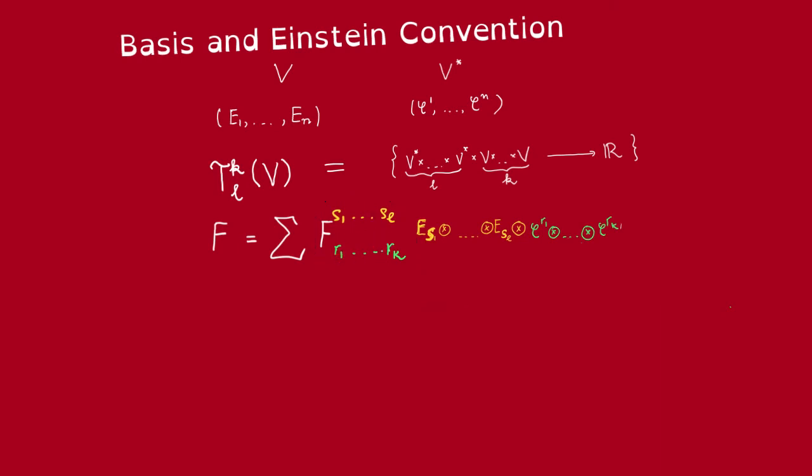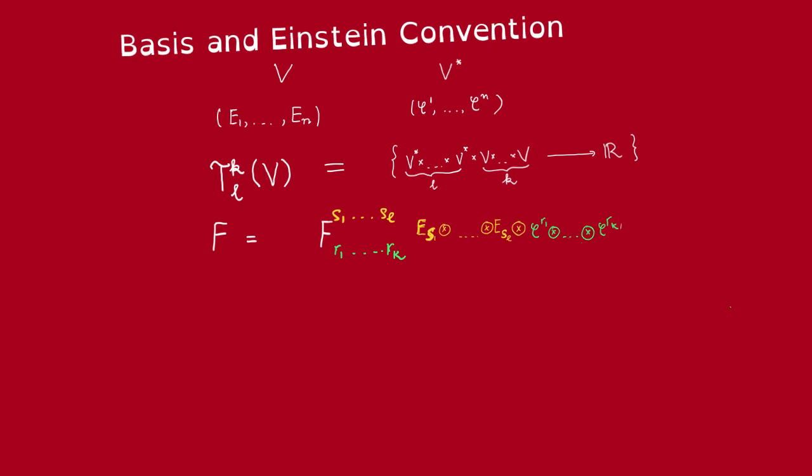Now, writing the sum over r_1, ..., r_k, s_1, ..., s_l is kind of inconvenient and very tedious. So then we have a convention. This is called the Einstein convention. We'll do what physicists do. So we will remove this summation sign, and the agreement is that when we put the indices like this, if any index appears twice, both in the lower and the upper position, then that means that we are summing over it.